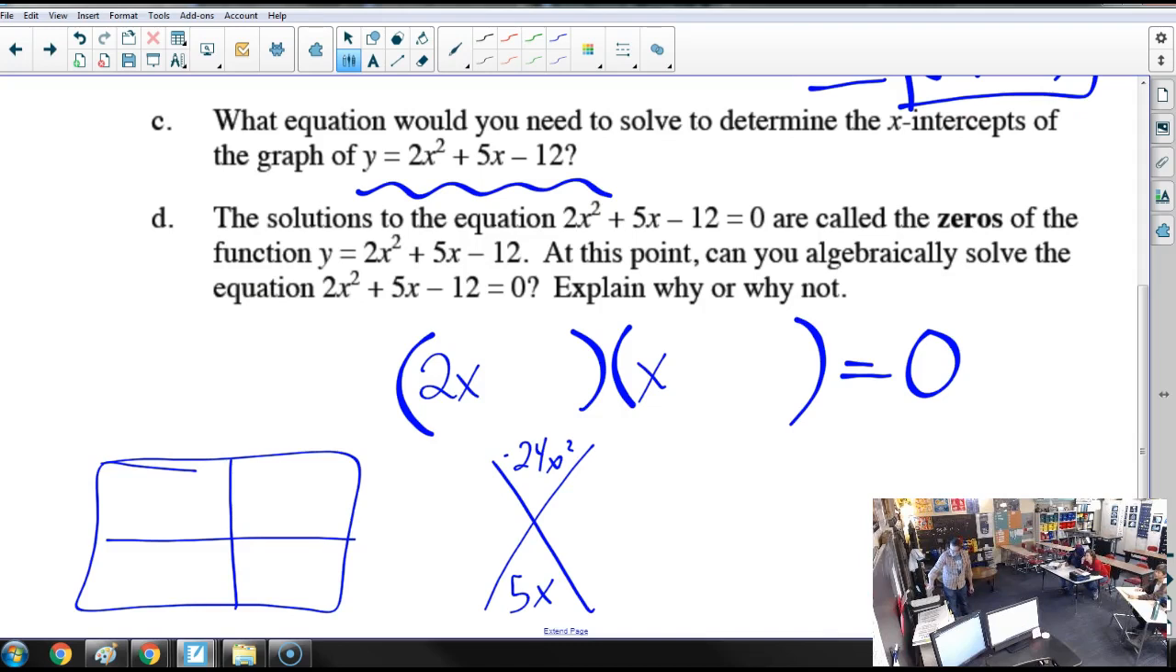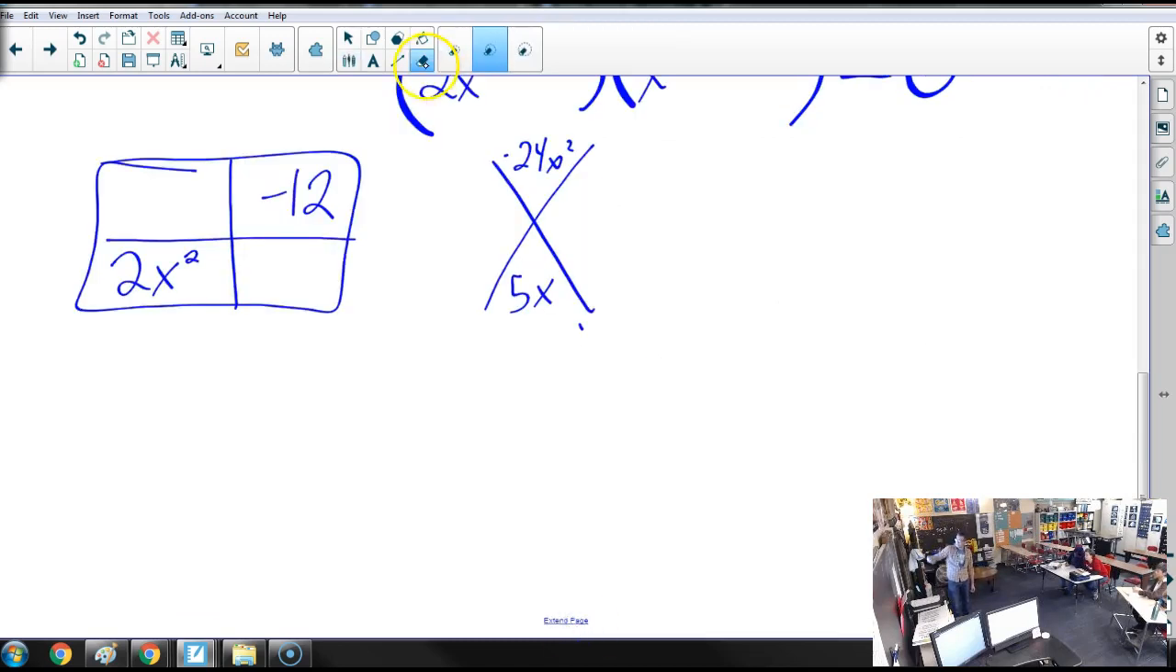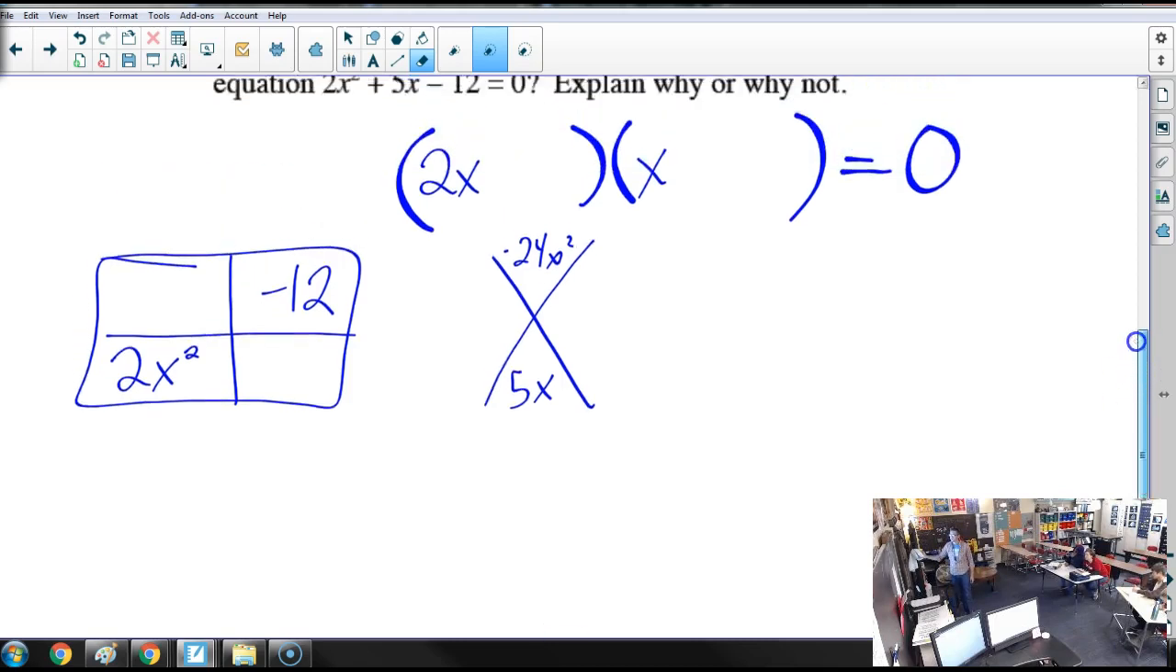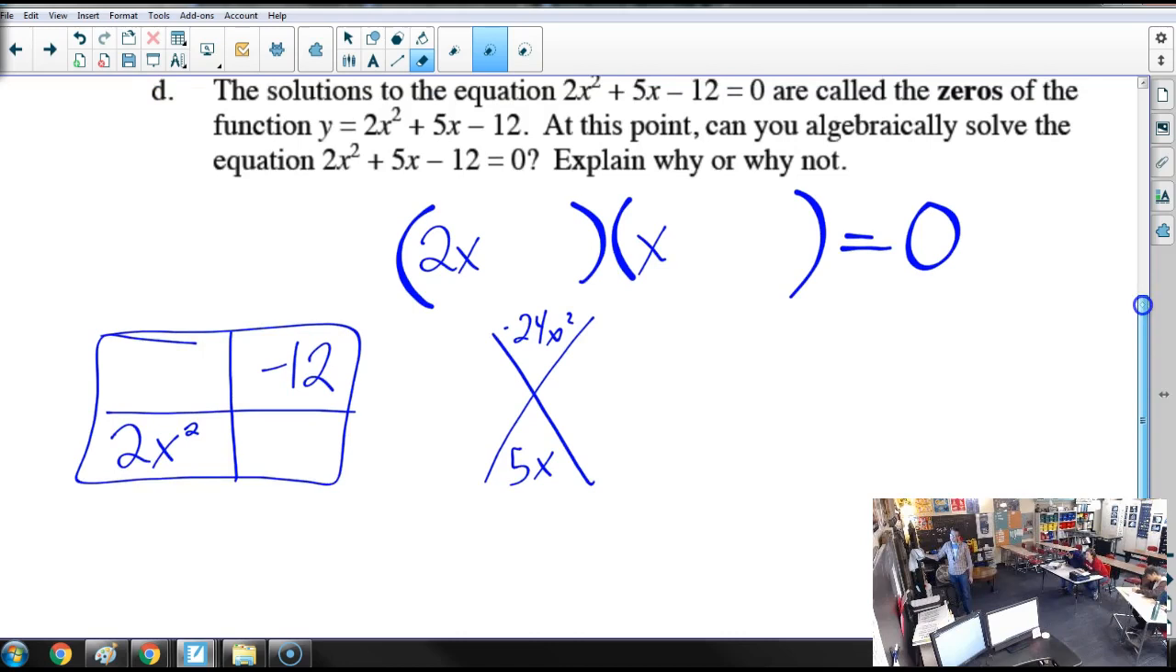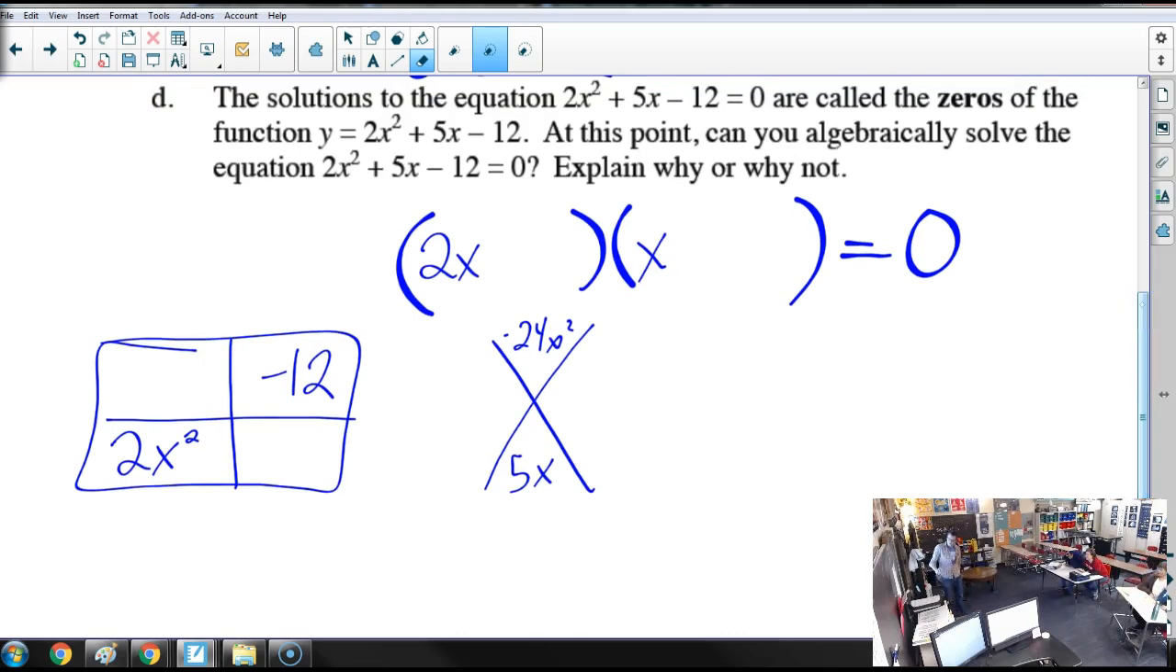So this should be our 2x squared, our negative 12. So you said 8 and negative 3. 8x and negative 3x. Yeah, because 8 minus 3 equals... yeah.